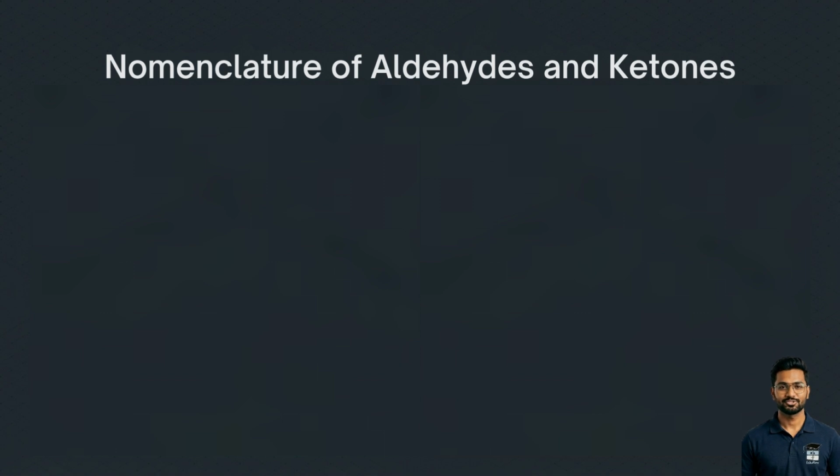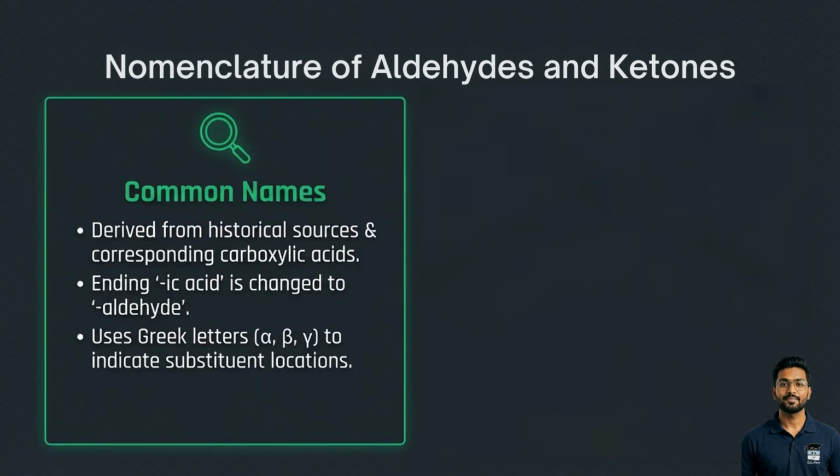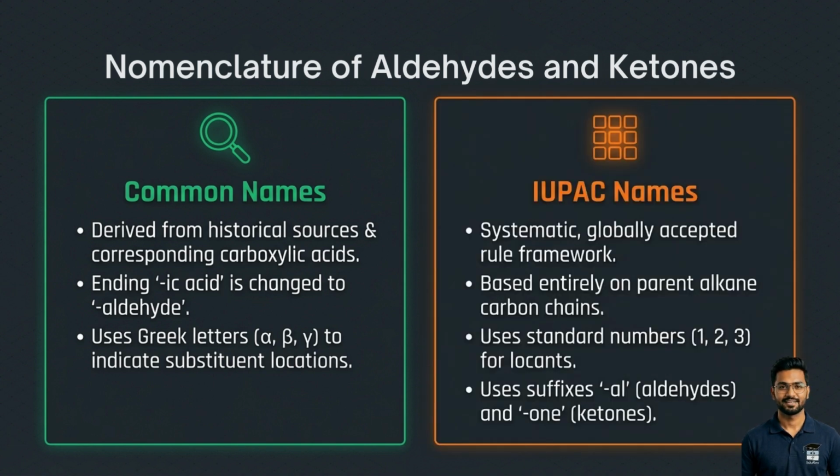Nomenclature is where students either become comfortable or get confused early. There are two naming systems here: common names and IUPAC names. Common names often come from historical sources or the carboxylic acids from which they are derived. IUPAC names, on the other hand, follow a formal rule system based on the parent alkane chain. Aldehydes use the suffix -al. Ketones use -one, and numbering is done systematically. Keep that distinction clean because both systems are still used in exams.